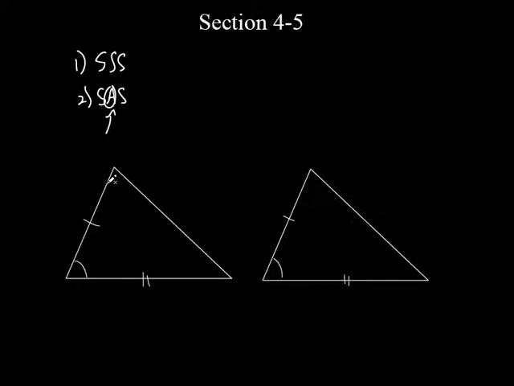Because the only thing I could do is maybe make that side longer. But then those two sides wouldn't equal each other, would they? So that's pretty much why those two triangles are not equal, but congruent to each other. Make sense?